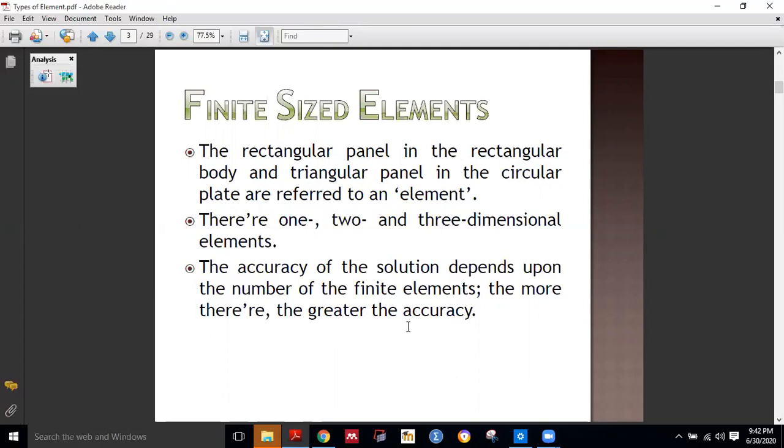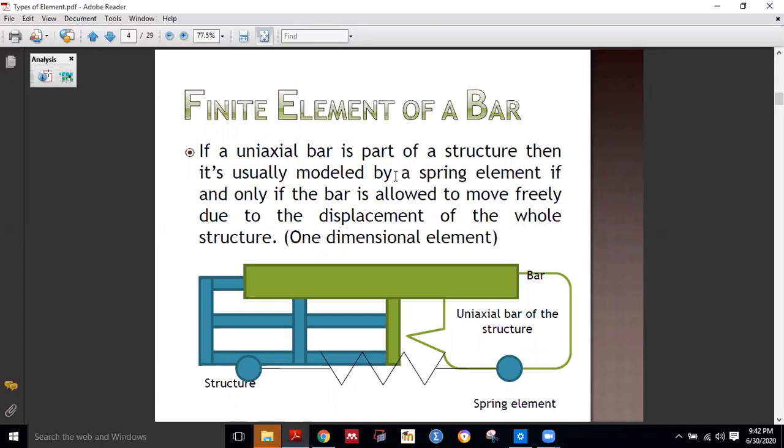According to the element size, shape, or other format of the structure, the element types are mainly categorized into three types: 1D, 2D, and 3D. We are going to see them in detail. That is the finite element of a bar. If a uniaxial bar is a part of a structure, then it is usually modeled by a spring element, if and only if the bar is allowed to move freely due to the displacement of the whole structure. See, in this figure, the one-dimensional element is there.